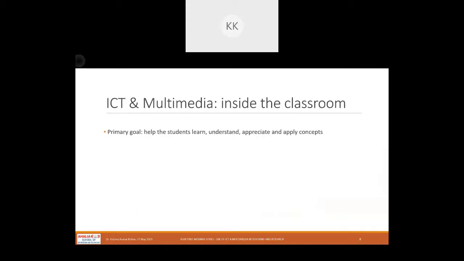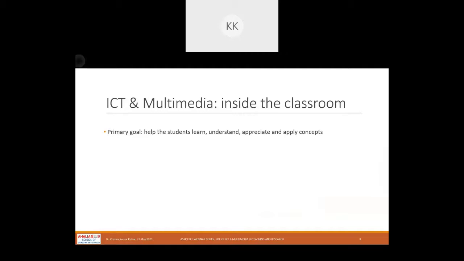So now coming back to, so what happens? What's the role of ICT inside the classroom? Inside the classroom, when a teacher goes inside the class, the primary goal, right? The primary goal is to help the students learn, understand, appreciate, and apply the concepts. This is very important. In any class, if you're having a 1 hour class or even a half an hour class, the moment the teacher goes inside the classroom, the point of it is to help the students learn, understand, appreciate, and apply concepts. This can be things inside the syllabus, outside the syllabus, but that's our primary goal.